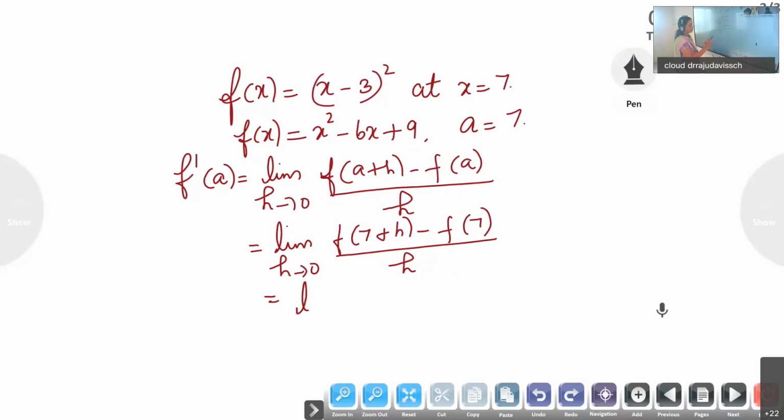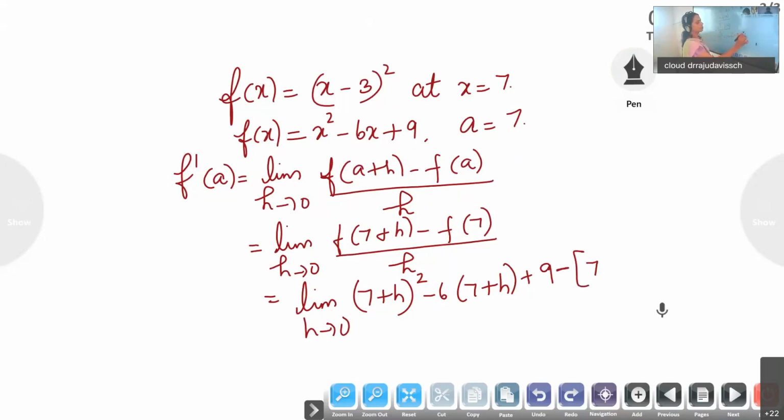Substitute for x. So it is limit h tending to 0, 7 plus h the whole square minus 6 into 7 plus h plus 9. In the place of x we are substituting, for f of 7 plus h, in the place of x you can put 7 plus h. So 7 plus h the whole square minus 6 into 7 plus h plus 9 minus f of 7. What is f of 7? In the place of x, you have to put 7. So 7 square minus 6 into 7 plus 9, whole thing by h.